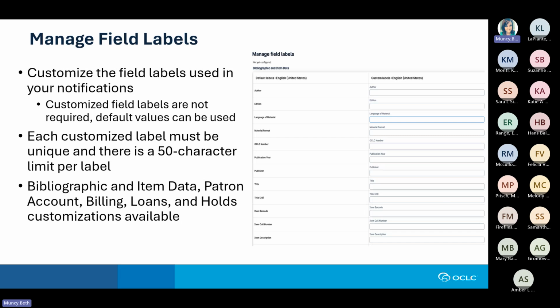There is a 50-character limit per label. So just what is going to make sense for your users as they go in and see the different data elements within the notices that you've created. This is going to include fields for bibliographic and item data, again, your author, title, and so forth, a patron account information, billing, loans, and holds for setting up customizations.